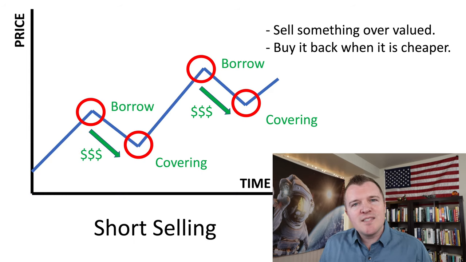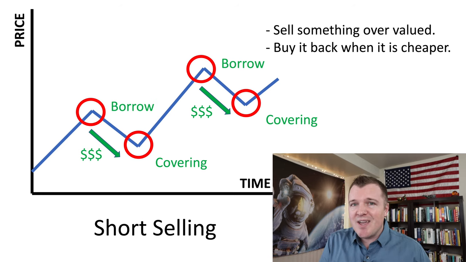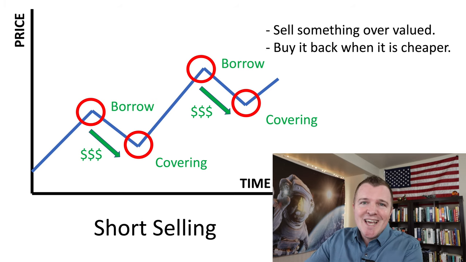So rather than the concept of sell high, buy low, you're actually borrowing high, and then we call it covering the sale, covering low. Borrowing high and covering low. And you do this when you think something is overvalued and you want to sell it now and then later buy it back when it's cheaper and then return it to the person that you borrowed from. So who would do this?